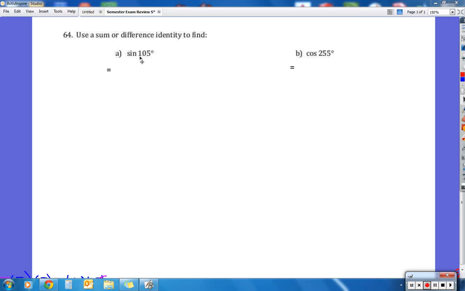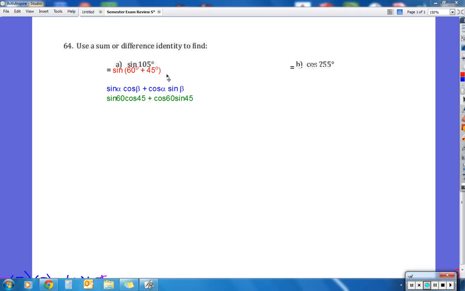So for instance, 105 can be rewritten as the sum of 60 and 45, or it could be rewritten as the difference of 150 minus 45. I'm going to choose to do the sum for this one. So if I apply the sum identity, it's the sine of 60 plus 45. Now I can substitute that in with the identity, which you can see is here in the blue, sine alpha times cosine beta plus cosine alpha times sine beta.